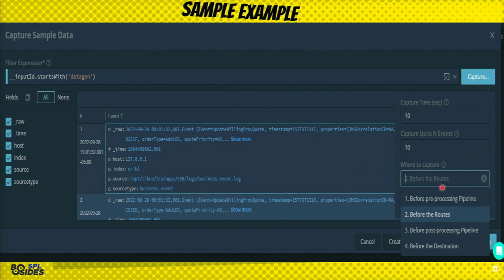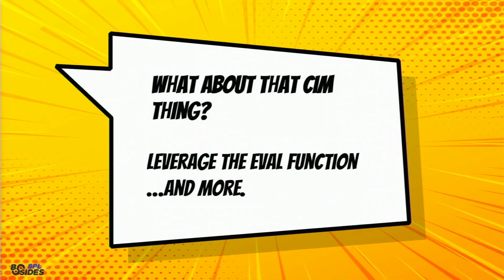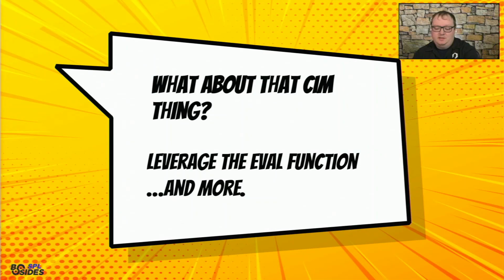Here I have it before the route. So if there's a pre-processing pipeline done before this, I would see it here. But this tells me exactly what the data looks like: time, host, source type. You can see it's coming in with a source type. Here's the source. It's already got an index before the routes. And underneath this, you save this sample, and then you can check it against your pipelines to see how it functions. We're going to go deeper into that in the next few slides.